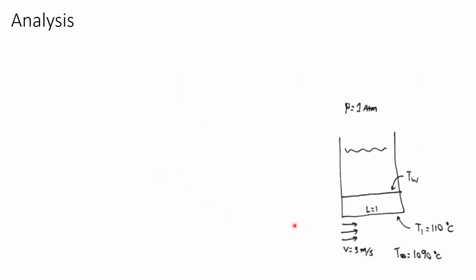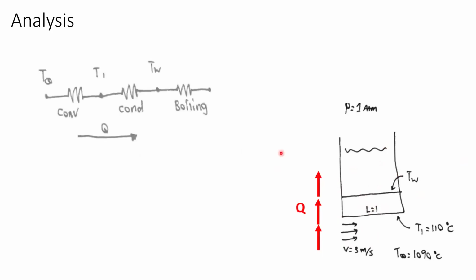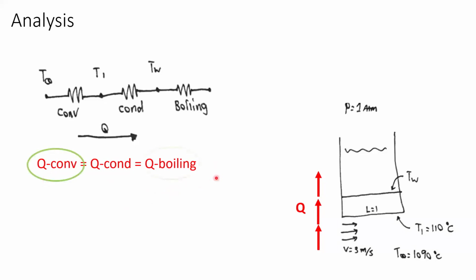So in this problem, there's heat transfer from convection below from the exhaust gas, then there's conduction through the thick plate, and then there's boiling, again, another form of convection. So our thermal circuit looks like this, where we have 3 sets of resistance added in series. And because they're in series, the heat transfer rate for all 3 of them are the same, from convection to conduction to boiling. In the question, they're curious about the boiling. So if we solve for either the conduction or convection, we'll get the heat transfer for also boiling. So we're going to go with convection to find the boiling.